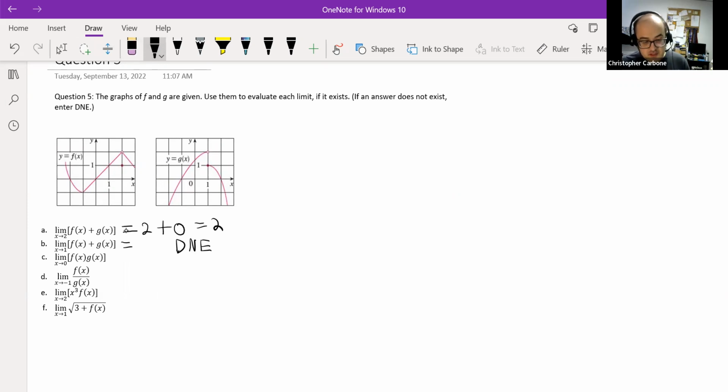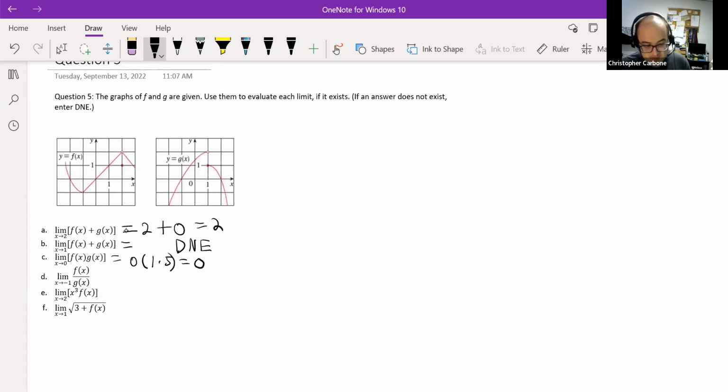For the limit as x approaches 0 of f of x times g of x. This then would be, as we're approaching 0, function f here is equal to 0. And g of x at 0 is equal to some fractional component above the 1. Let's round that to be about 1.5. But when we multiply that, that just makes 0 anyway.